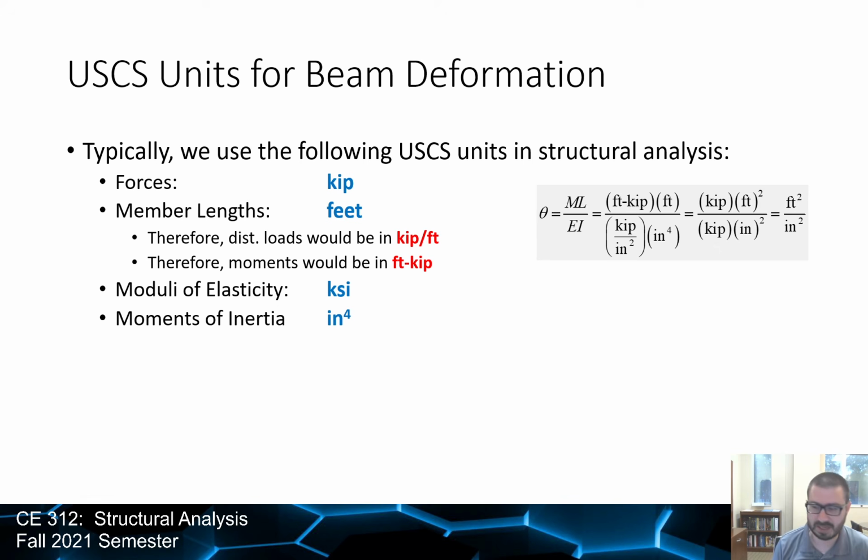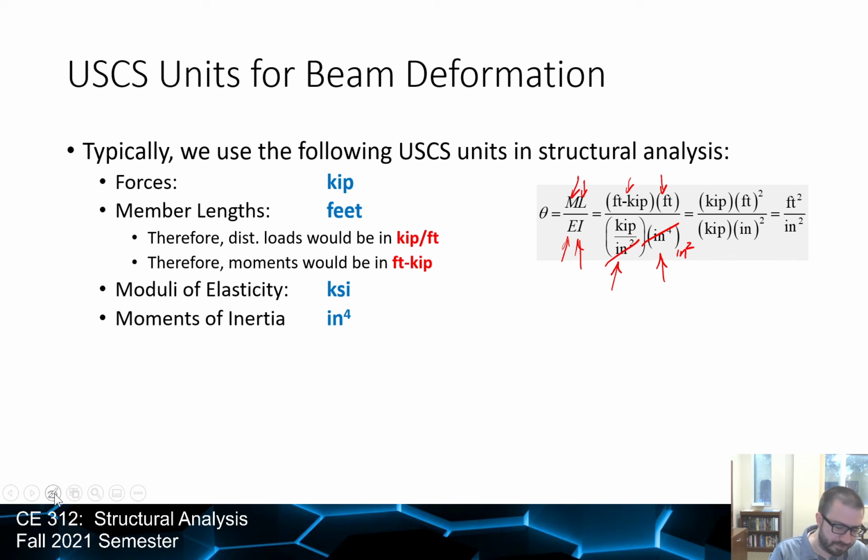If we go back to ML over EI, let's just look at the rotations. If I plug in foot kips for moments, feet for lengths, KSI for E, and inches to the fourth for I, and chug this out, on the top I'm going to have kips and then feet squared, and on the bottom I'm going to have kips, and then inches squared, because these two are going to cancel and be left with inches squared.